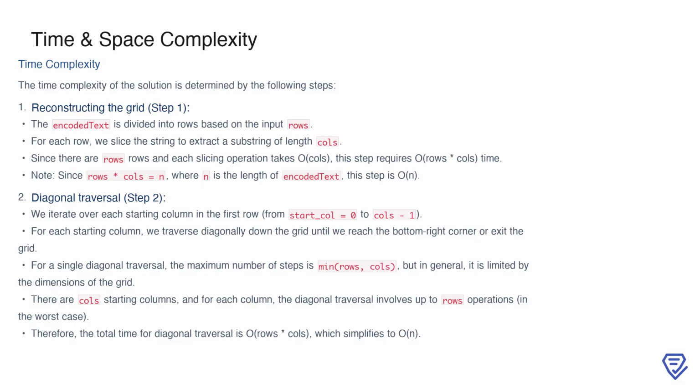Next, we perform a diagonal traversal. For this, we iterate over each starting column in the first row, traversing diagonally downward until we exit the grid. Each diagonal traversal involves at most min(rows, cols) steps, and since there are cols starting points, the total time here is O(rows * cols). Again, this simplifies to O(n), as rows * cols equals the input size n.